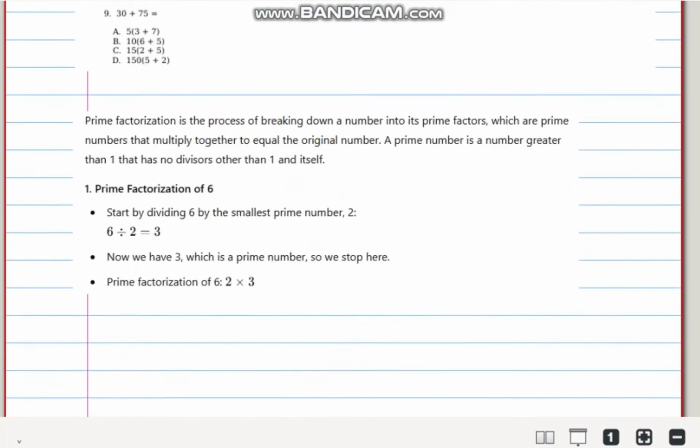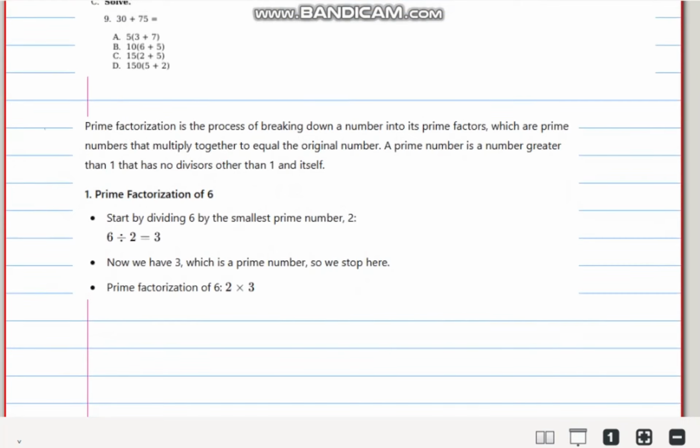Please first of all understand prime factorization. Basically, what is prime factorization? Prime factorization is a process of breaking down a number into its prime factors. Let me explain this.